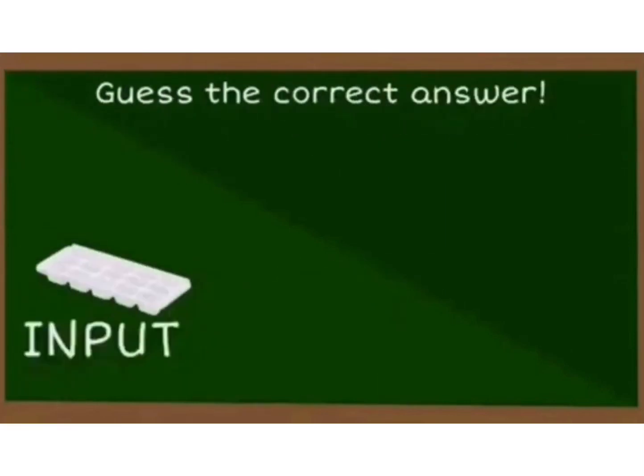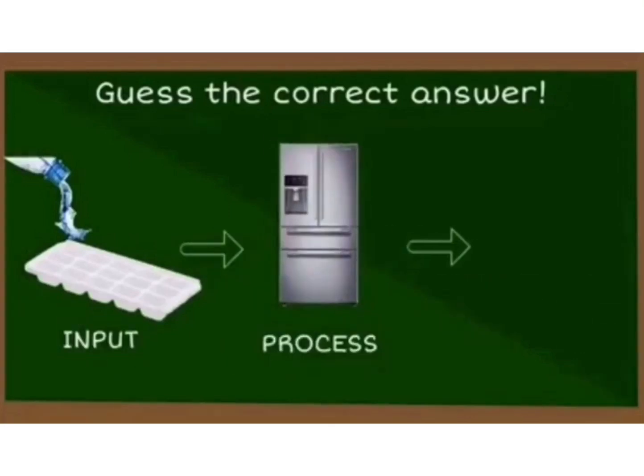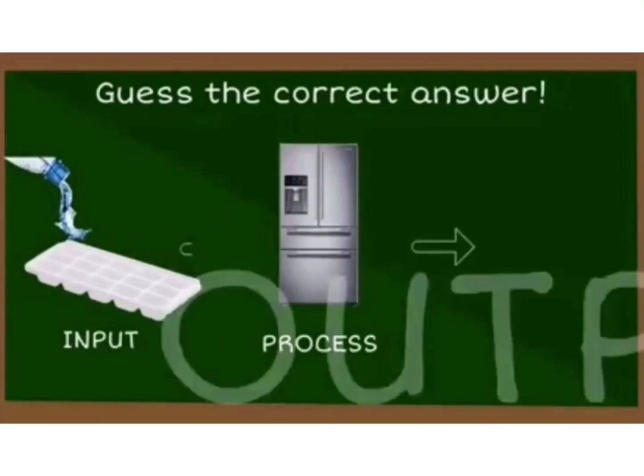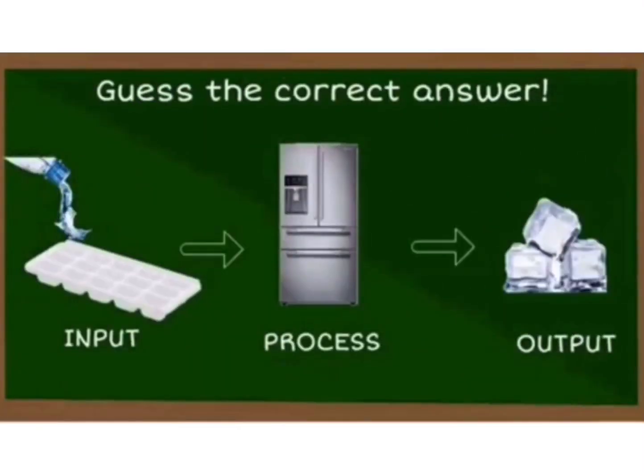Now let's see another example. You have to guess the correct answer. Put some water in an ice tray, then put it into the fridge. Now guess what will be the output? Guess it, children? Yes, correct. We will get the ice cubes as output. So children, you can practice it at your home.